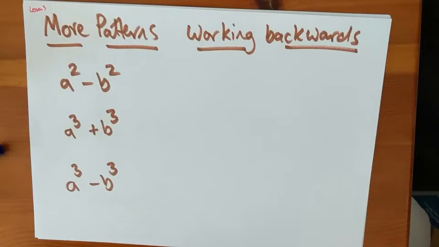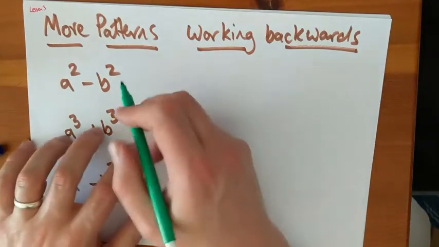Last lesson, we were looking at multiplying our brackets and simplifying the answers of two brackets multiplied together, so things which are squared or things that were cubed. We have to be able to work backwards as well and factorize certain algebraic expressions. The one that we are already familiar with is the difference of two squares.